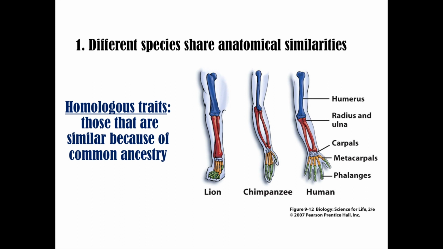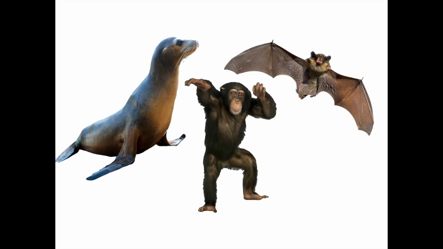This is an example of a homologous trait, or a trait that is similar in different species because they both evolved from a common ancestor that also contained that trait. But what about the mammals that look very different on the outside, like sea lions or bats? What do we find when we examine their forelimbs?